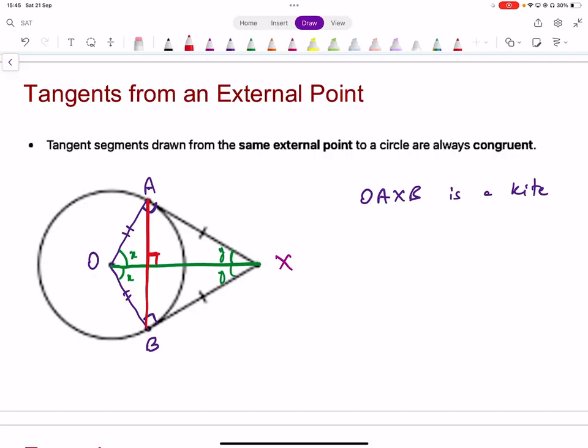The diagonals of a kite are always perpendicular to each other. So from this one property, tangents coming from outside a circle, you get all of these things. You need to understand all of them. No problems?